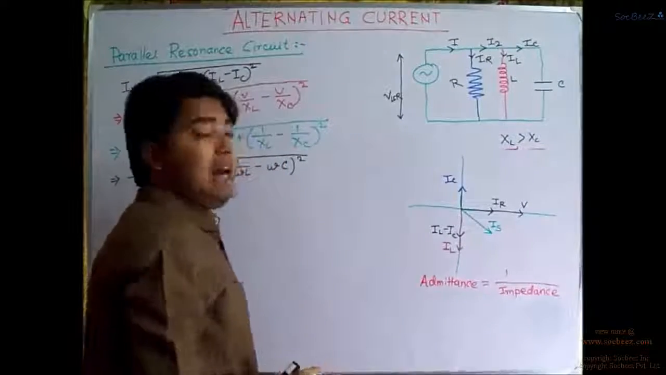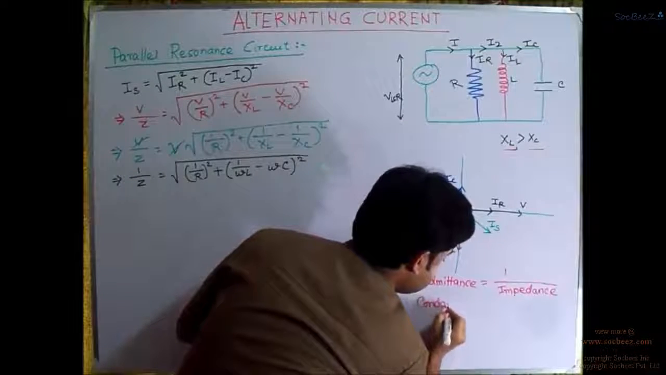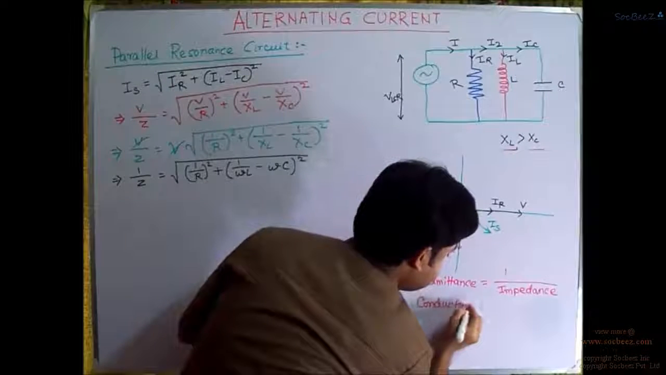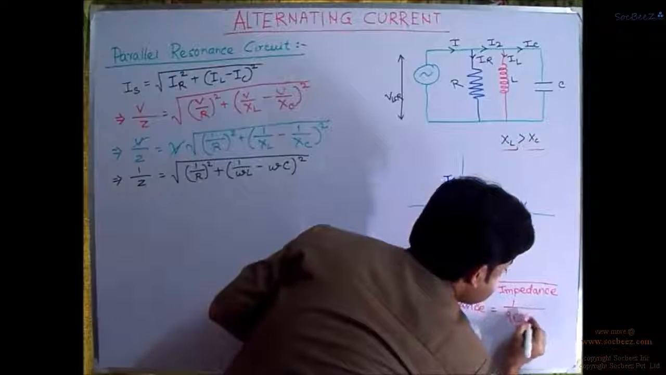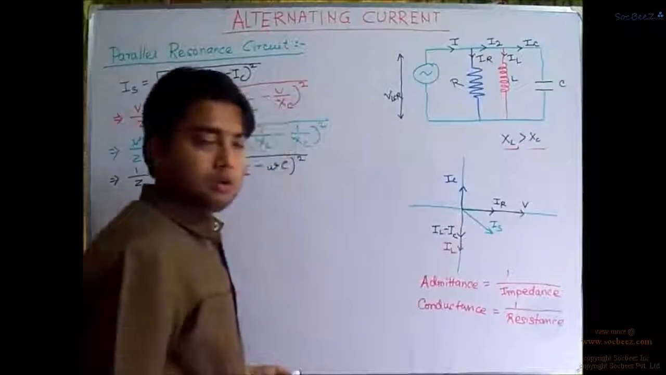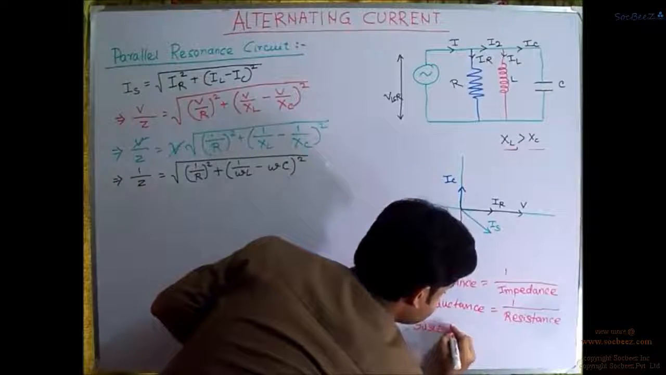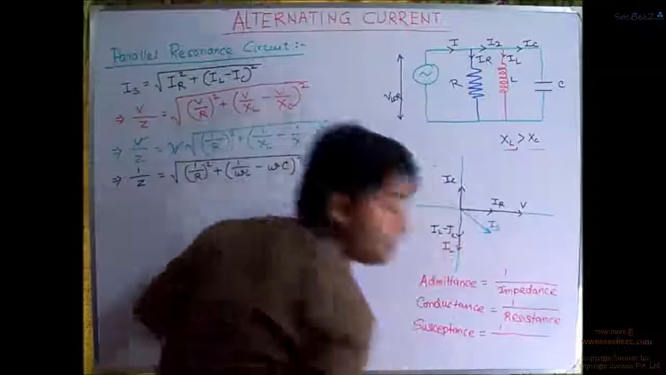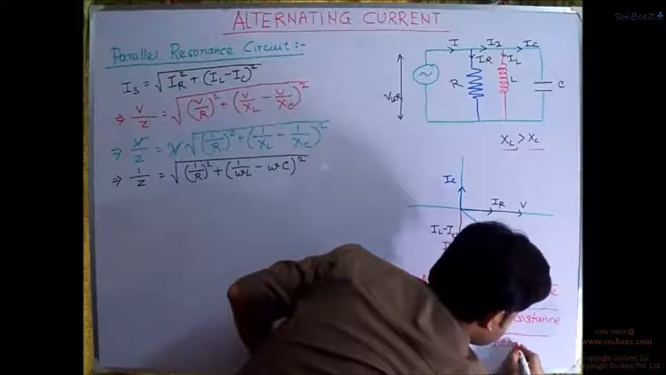Right? And again we can come to the concept that the conductance is simply equal to 1 divided by the resistance. Right? And the susceptance will simply equal 1 divided by the reactance.